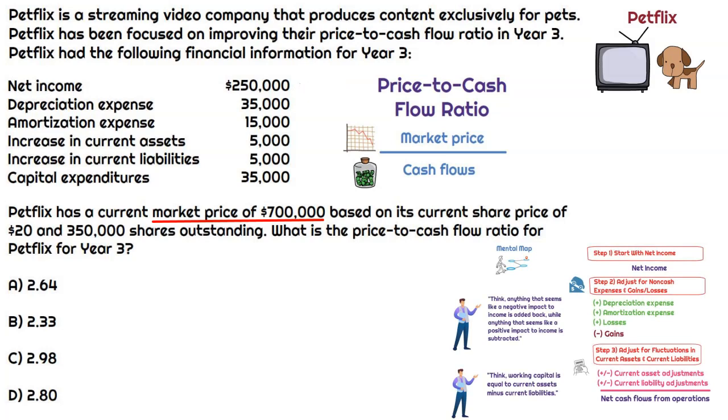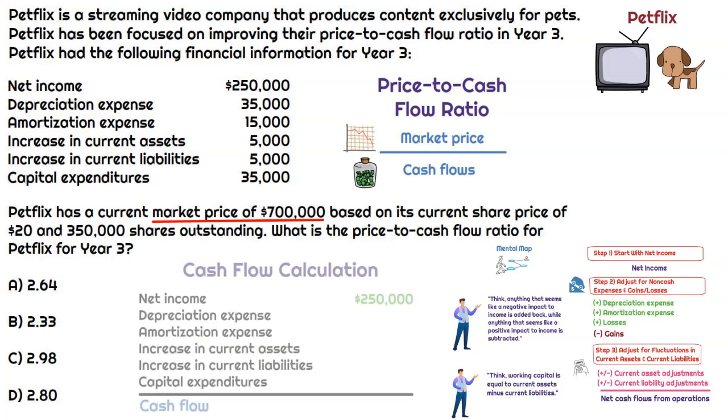And when we look at the financial information, sure, we have net income of $250,000, but if we think back to FAR, right, remember the indirect method for the statement of cash flows? Well, we have to add back non-cash items, changes in current assets or current liabilities, as well as capital expenditures to get to that cash flow number. Because otherwise, we're not going to have the most accurate cash flow number that Petflix has.